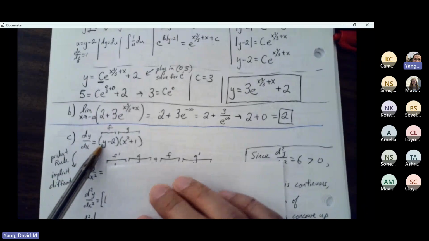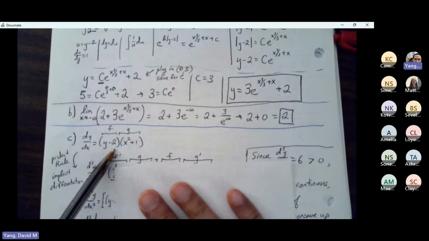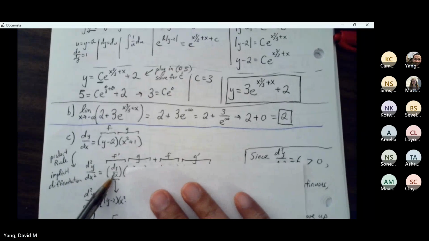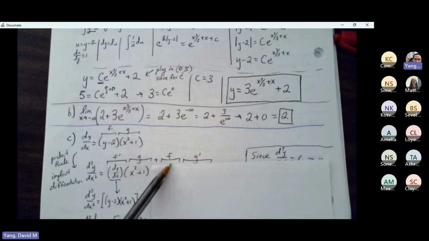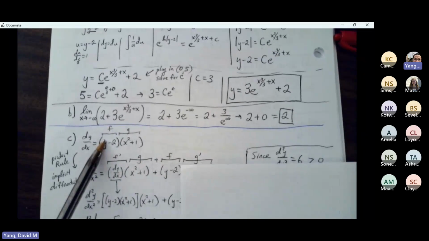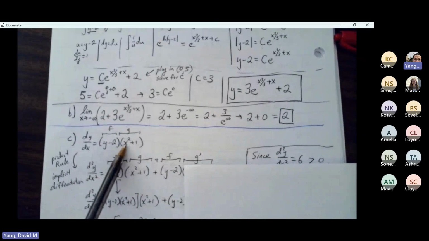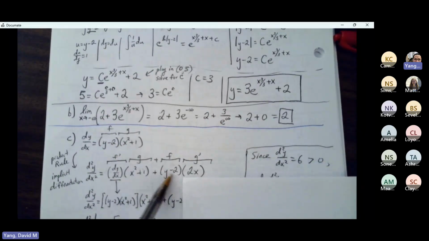So y becomes dy/dx. 2 goes to 0. x squared plus 1 stays. Back to f. f is y minus 2. g prime, x squared plus 1 becomes 2x.